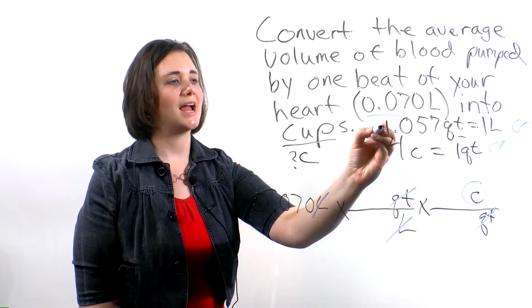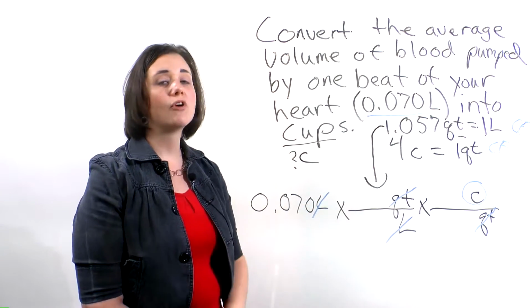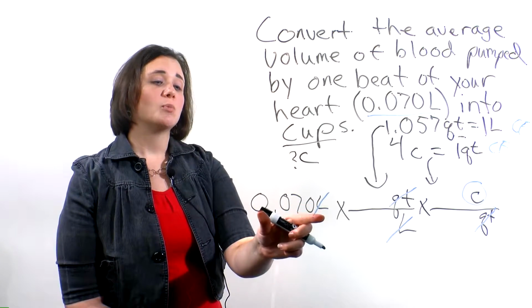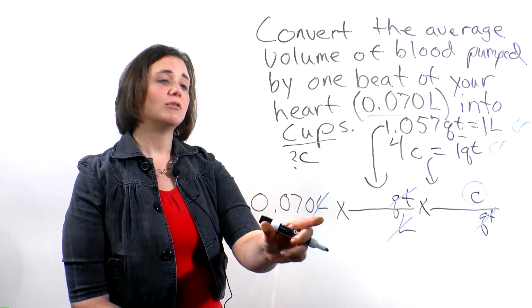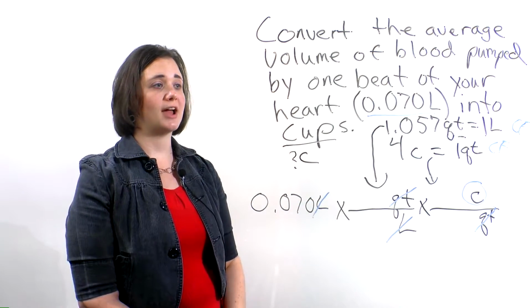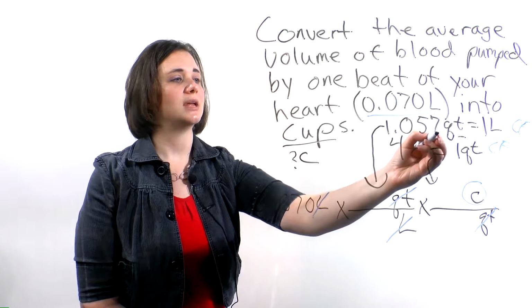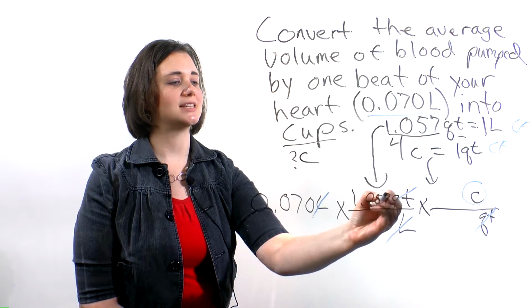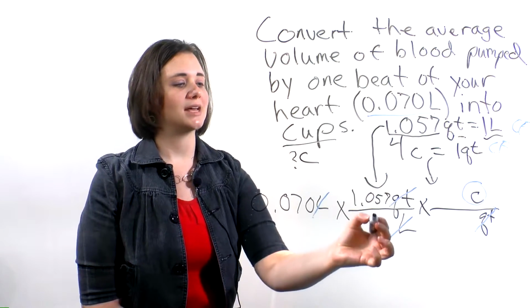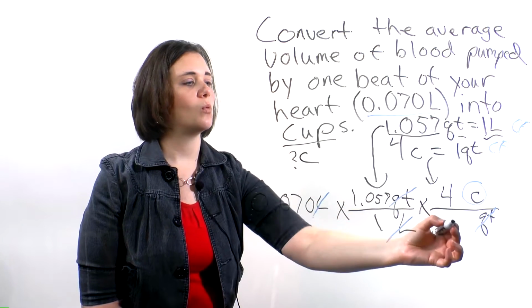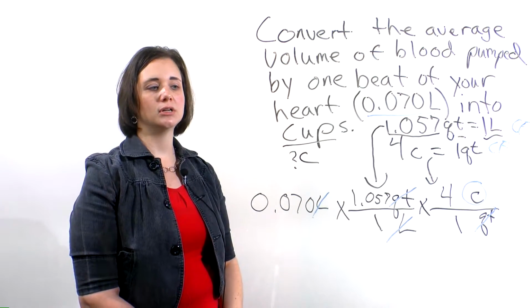From each one, I have to take the number from the equality. I can't use a number I already have. So remember that 0.70? I'm never going to rewrite that number. I have to get new numbers based on my conversion factors. So with the quart, keeping the unit with the quart, the 1.057 has to stay with the quart, and the 1 has to stay with the liter. The 4 has to stay with the cup, and the 1 has to stay with the quart.